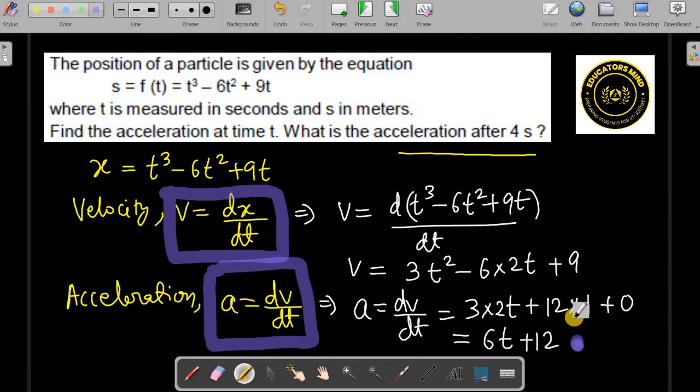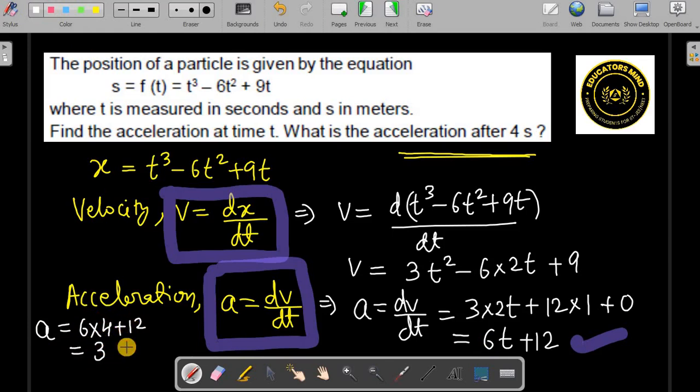That's the acceleration that we are getting, right? Now they are asking for acceleration at 4 seconds, so we can substitute 4 here. So how much will it be? Let's calculate acceleration when time is 4. So 6 into 4 plus 12, right? So this will become 24 plus 12, that means 36 meter per second square.